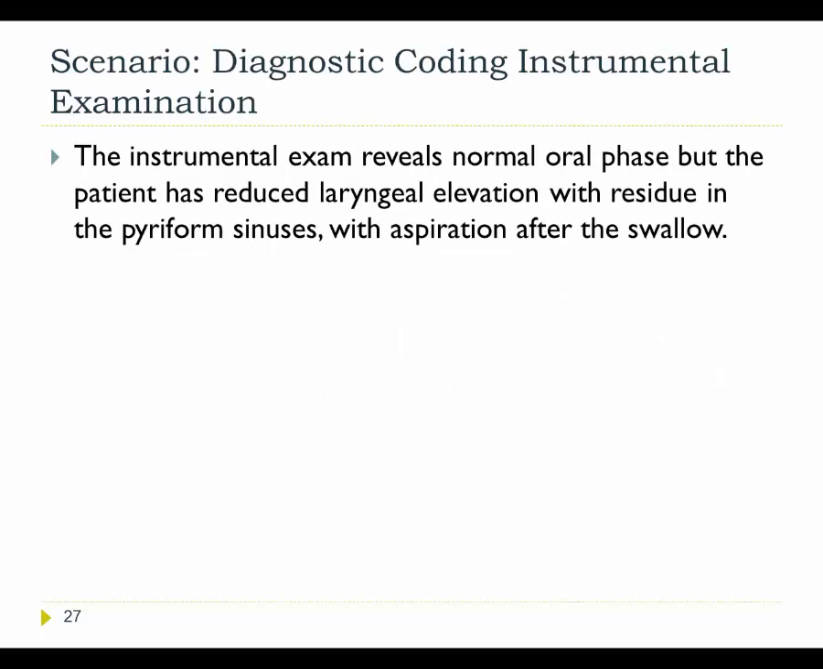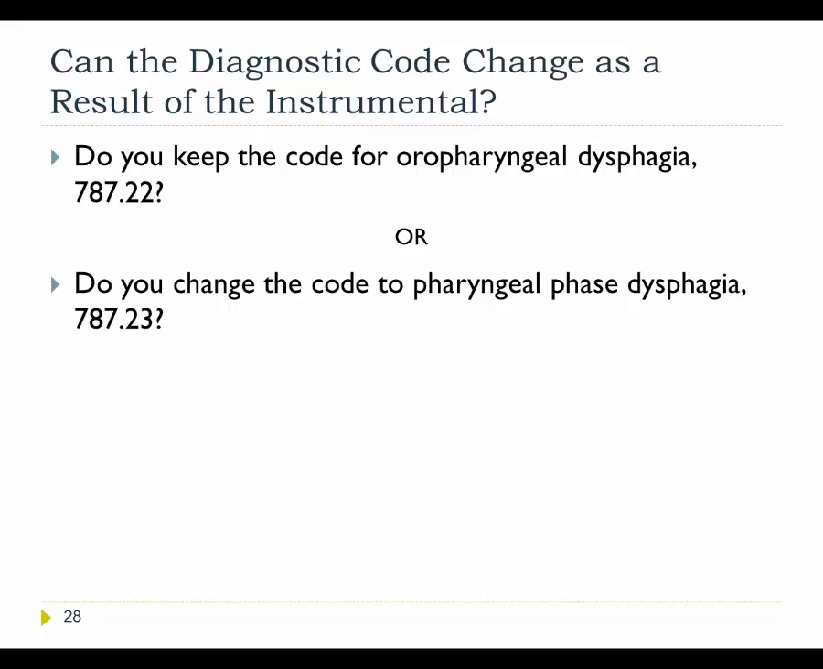In this scenario, the instrumental exam reveals normal oral phase, but the patient has reduced laryngeal elevation with residue in the piriform sinuses, with aspiration after the swallow. Following the instrumental assessment, do you keep the code for oropharyngeal dysphagia, 787.22, or do you change the code to pharyngeal dysphagia, 787.23?